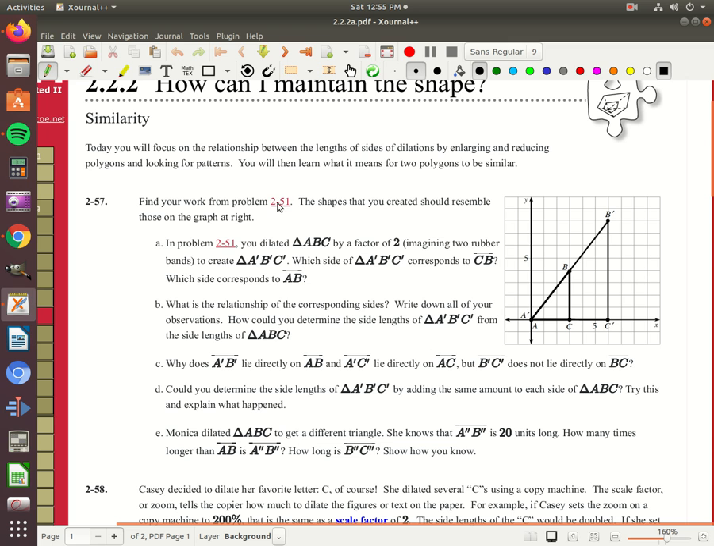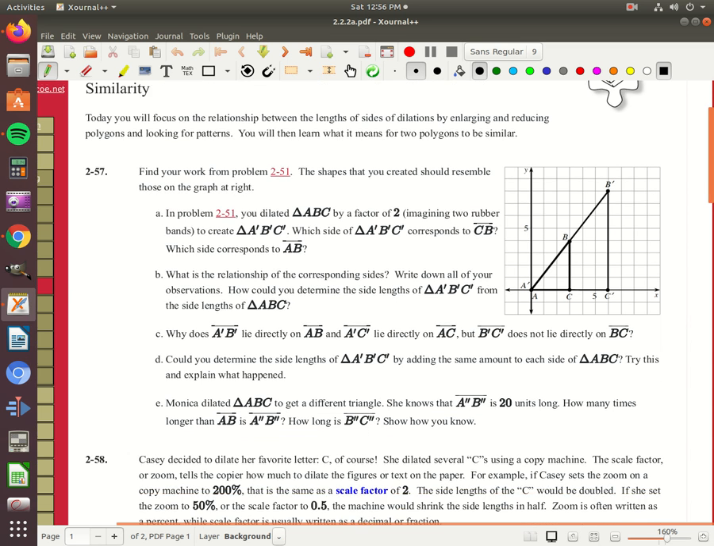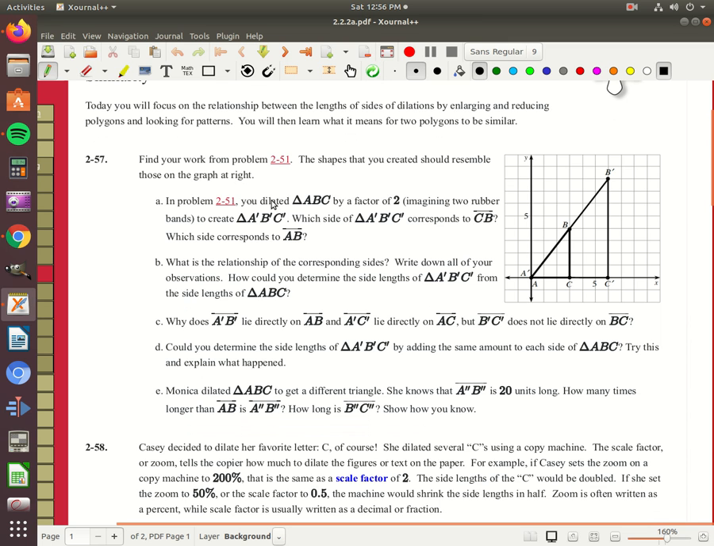For your work from problem 2.5.1, the shapes that you created should resemble those at the right. Although I don't think it went through the origin, so not exactly, but whatever. Anyways, in problem 2.5.1, you dilated ABC by a factor of 2, imagining, oh wait, that's probably a homework problem. My mistake. So anyways, in 2.5.1, you dilated ABC by a factor of 2, imagining two rubber bands, to create A prime, B prime, C prime. Which side of A prime, B prime, C prime corresponds to CB?